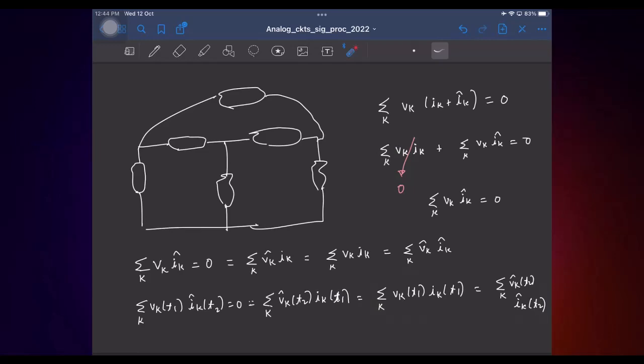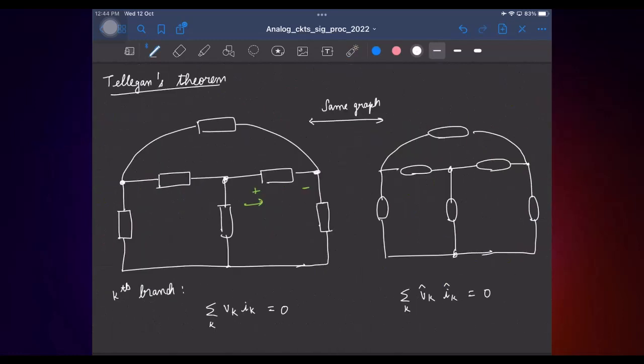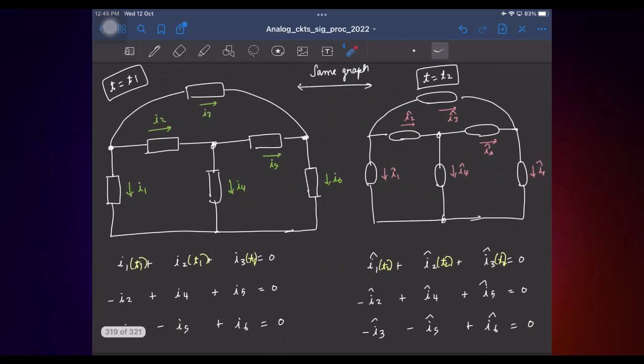Is that fine? So the bottom line is, you can take any network, need not be linear, it can be non-linear, it can be anything. You just need to make sure that these two networks have the same graph. If you do that, you take the branch voltage of one network at any time instant, multiply with the corresponding branch current in the other network at some other time instant, and you do it for all the branches, it will be 0. Okay? And what is the only thing that we have used here? Well, KCL. The only thing that we used in arriving at this result is this, right?